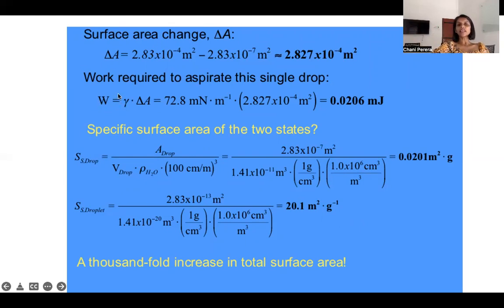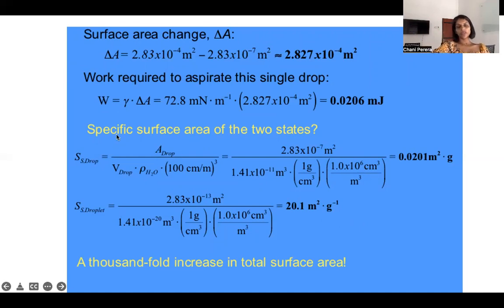To calculate that work to be done, you know the gamma value for the water, and you know the change in the surface area. So you just have to multiply. You will have to give 0.02 millijoules in order to atomize that one single drop into nano drops.